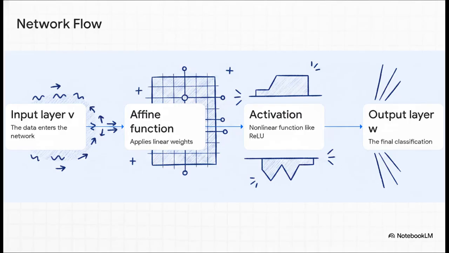Deep learning sounds intimidating, but it's honestly just a stack of very simple steps layered on top of each other. First, we start with our input vector, v. Next, we multiply it by a matrix of weights, A, and add a bias vector, b. That's called an affine function. Third, and this is super important, we apply a nonlinear activation function, like ReLU. And finally, after repeating that whole cycle across multiple layers, we arrive at our output layer, W.